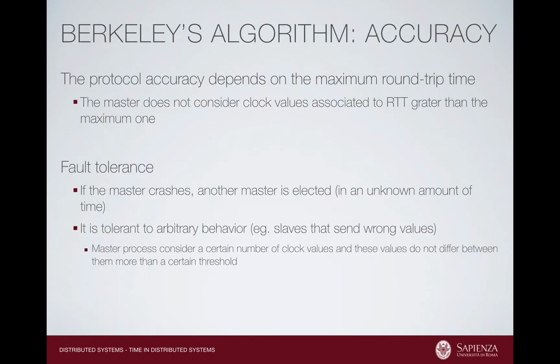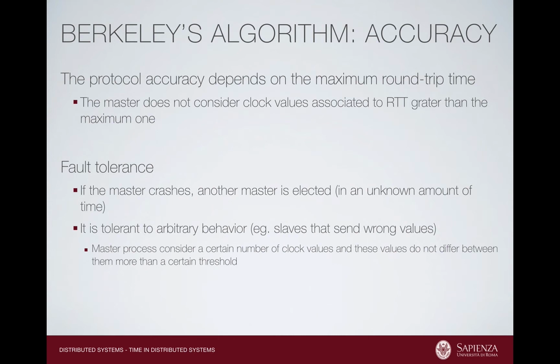The accuracy of the algorithm depends on the maximum round trip time, and the server does not consider messages from processes that have a round trip time greater than some threshold. And of course, there are fault tolerance problems because a master server can crash. And in this case, we just elect a new master server. We will see the election in future lectures.